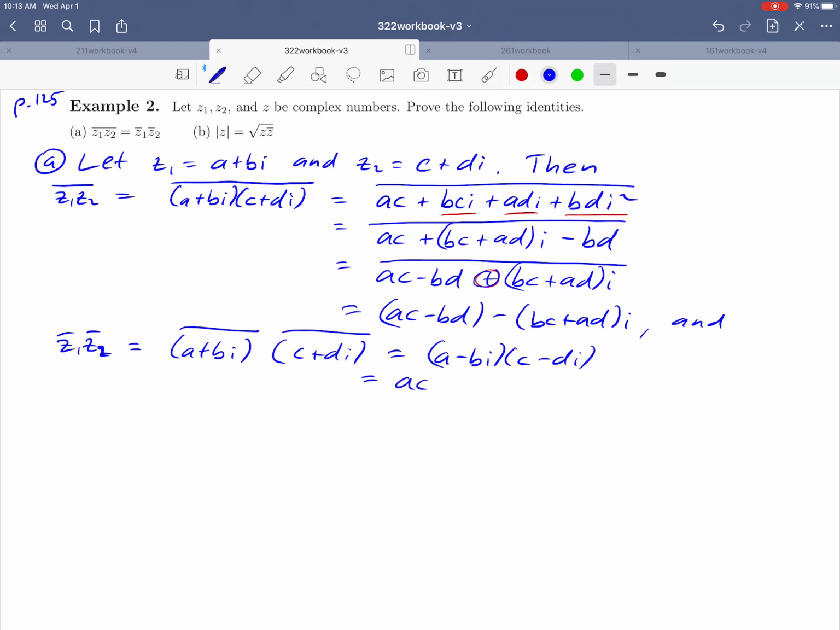So let's see, we're going to get an ac, our two middle terms this time are going to look like minus bci minus adi, and then plus bdi squared. Okay, simplifying again, we can put some terms together. So let's see, what do we get here?